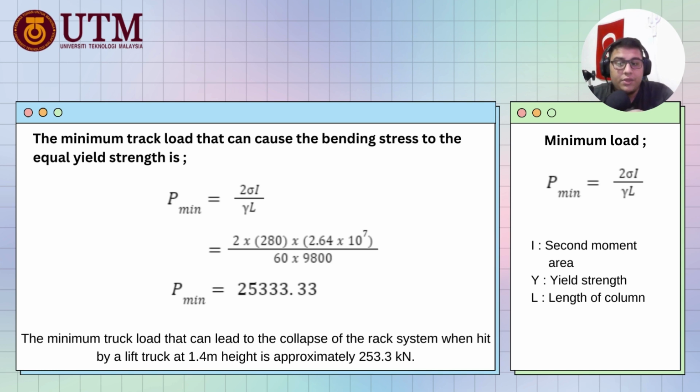25,333.33. The minimum truck load that can lead to the collapse of the rack system when hit by a lift truck at approximately 1.4 meters height, the result of the question, will be 253.3 kilonewton. This is a simplified estimate, which does not consider two important factors. We are going to move to the next part. This is my explanation about the calculation of question 4. Thank you very much.